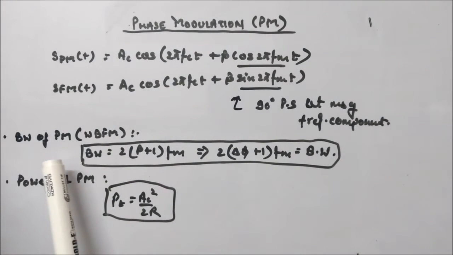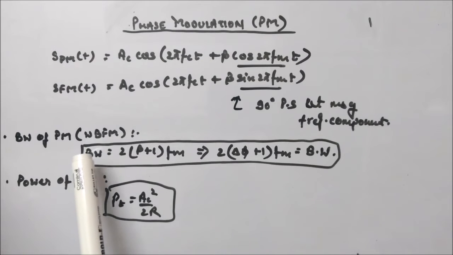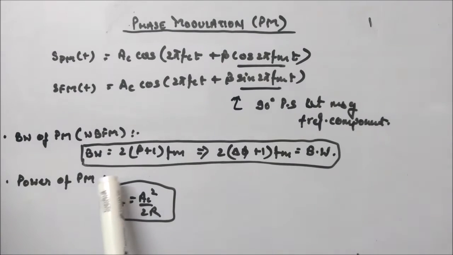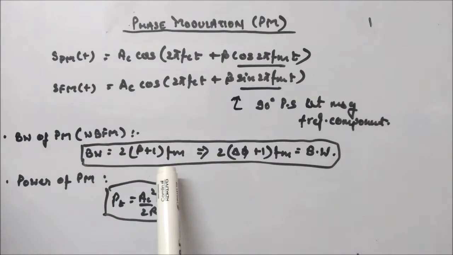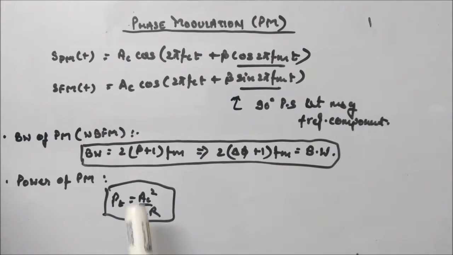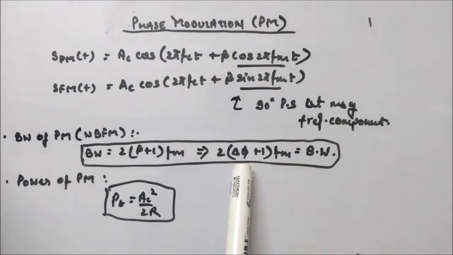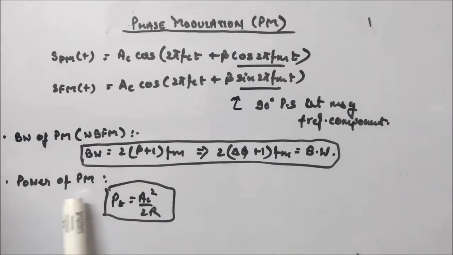Now the bandwidth of PM is the same as the bandwidth of WBFM, which is 2(β + 1)fm from Carson's rule. If you plug in the value of β here, which is Δφ, your bandwidth will become 2(Δφ + 1)fm. Similarly, the power of PM is also equal to the power of WBFM, that is Pt is equal to Ac squared divided by 2R.